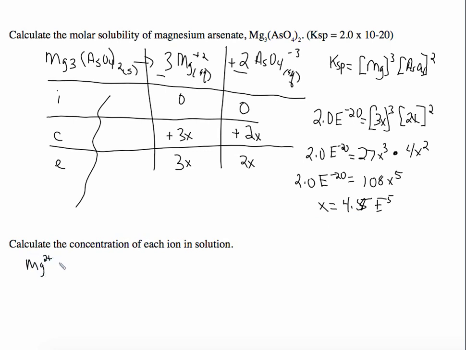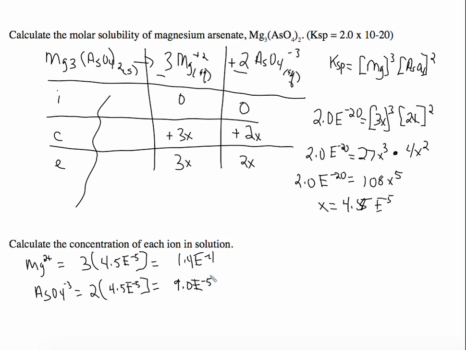Okay, now the last part is calculate the concentration of each ion in solution. Well, now we know what x is, so for the magnesium ion, that's going to equal 3 times whatever x is, 4.5 e to the minus 5. If you do that math, it's 1.4 e to the minus 4. And for the AsO4, the arsenate, minus 3, you take 2 times x, 4.5 e to the minus 5, that's going to equal 9 e to the minus 5.